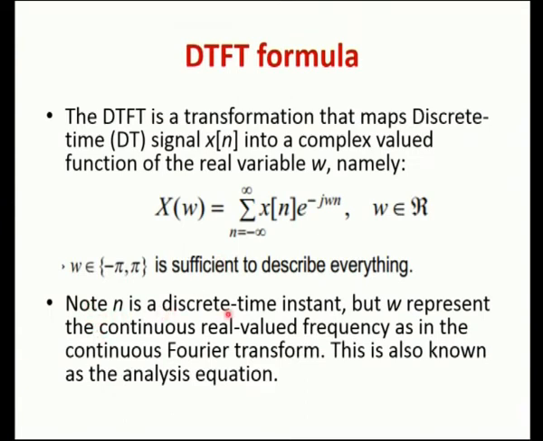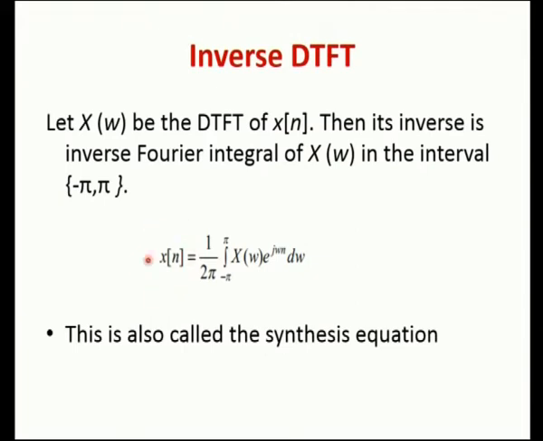Here n is the discrete time instant, but omega represents the continuous real valued frequency as in the continuous Fourier transform. So this is known as the analysis equation. From the discrete time we are obtaining the frequency, or from time domain to frequency domain. This equation is called the analysis equation. Suppose you want to find the discrete signal from the frequency domain, or convert the frequency domain signal into time domain signal, that is called the inverse discrete time Fourier transform.